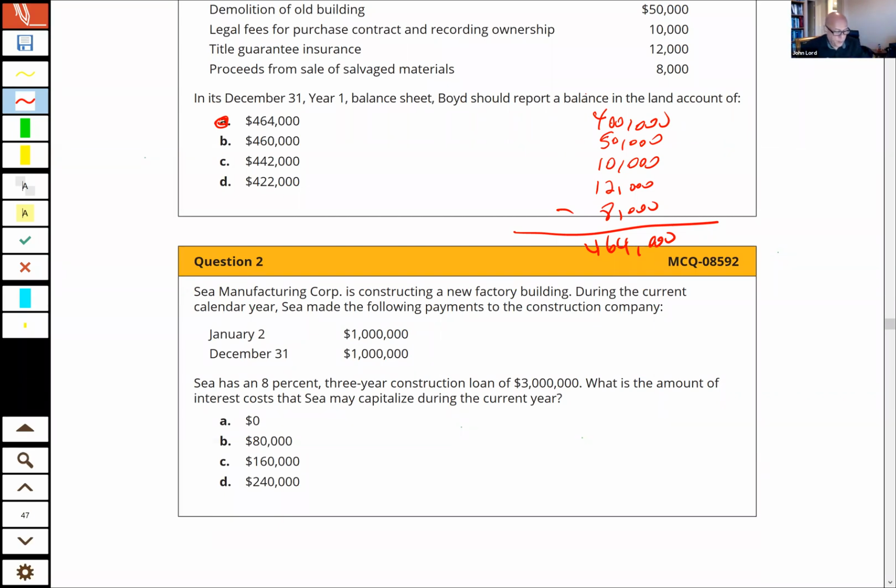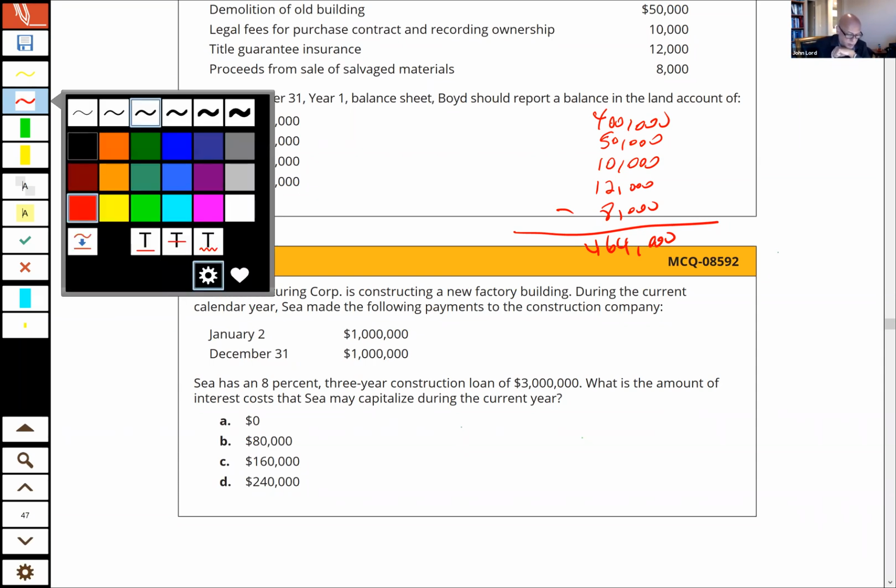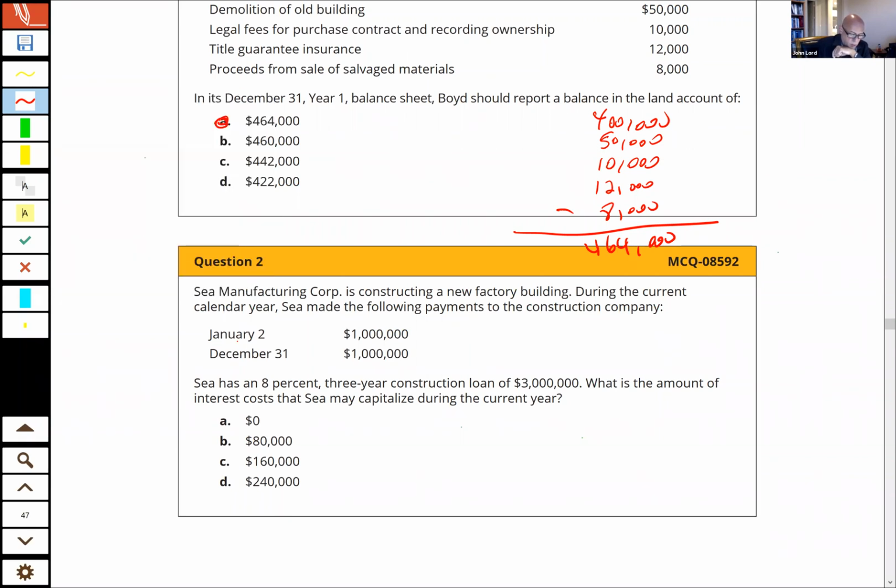Okay. Now, this one, we had to calculate the weighted average of accumulated expenditures, right? And so they told me that they had spent $1 million on January 2nd. And then by December 31st, the last day of the year, they spent $1 million more. Okay. So 1 million times what? 12/12ths of the year. That was outstanding for the entire year, right? And so that's going to be, of course, 1 million. Even I can do that one in my head.